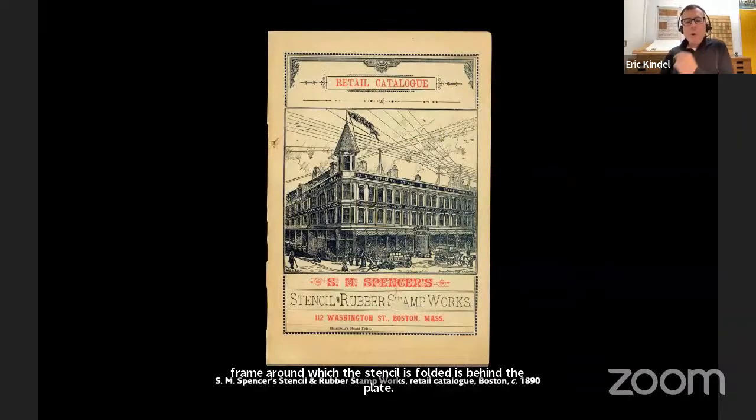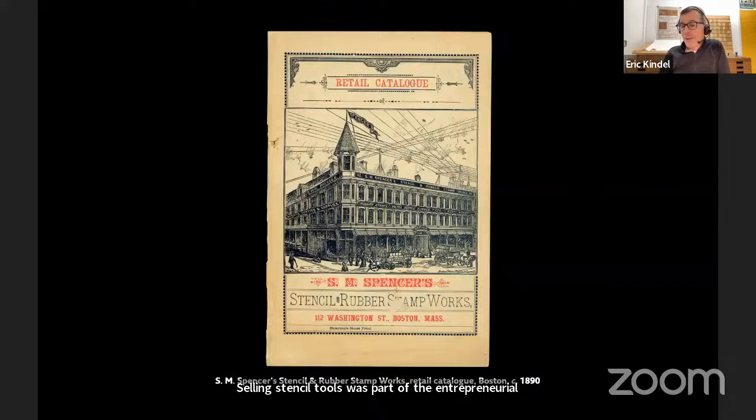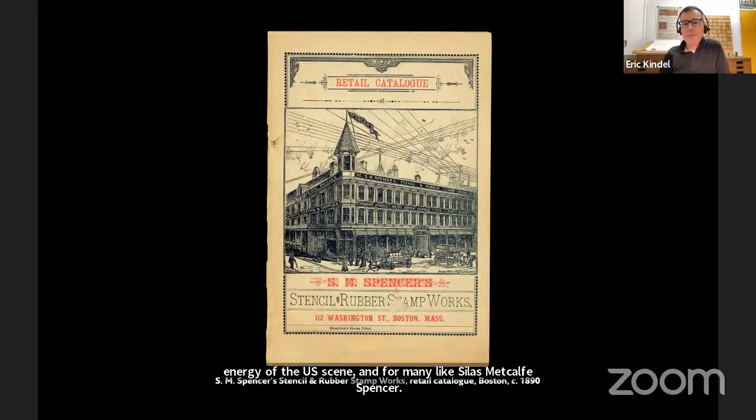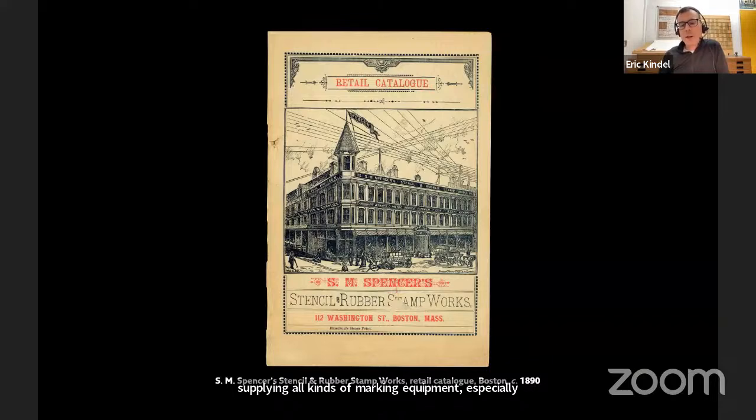Selling stencil tools was part of the entrepreneurial energy of the US scene, and for many like Silas Metcalf Spencer, a start in stencil work later expanded into a business of considerable size, supplying all kinds of marking equipment, especially rubber stamps. And as you can see on the cover of this Spencer catalog, the word stencil often remained prominent in the company name long after their relative contribution to the business had declined.